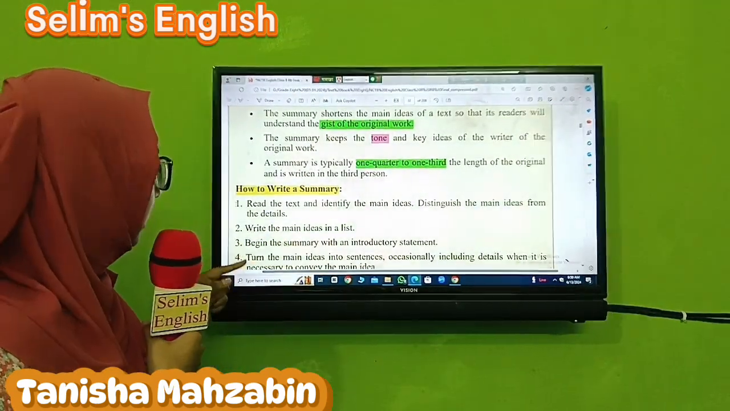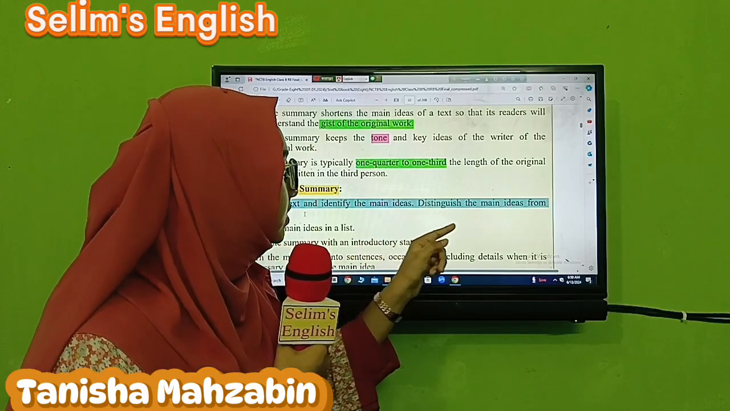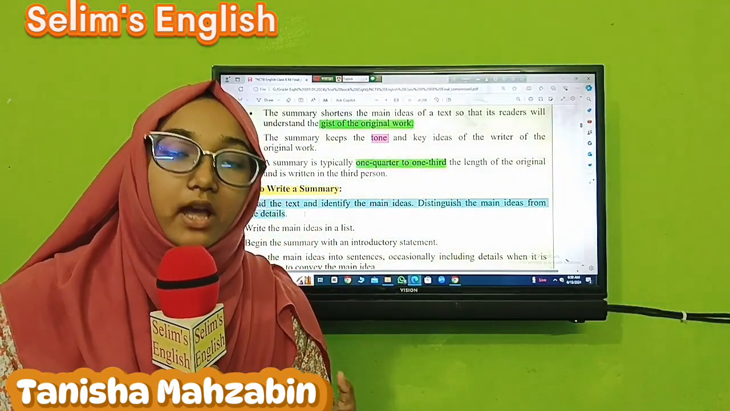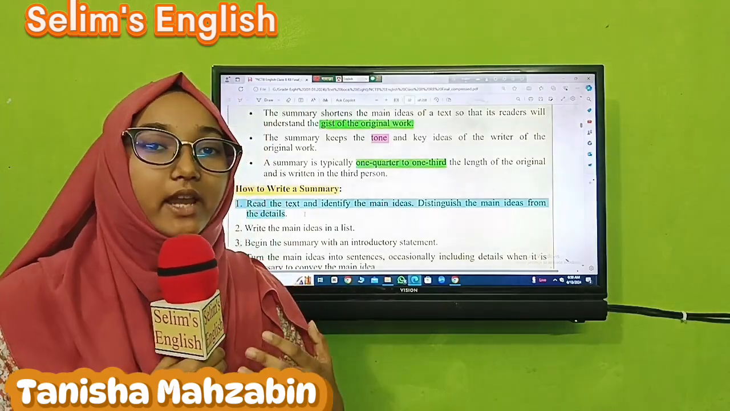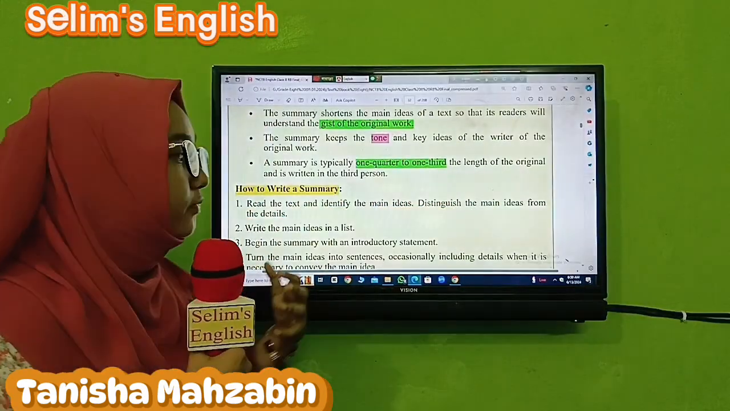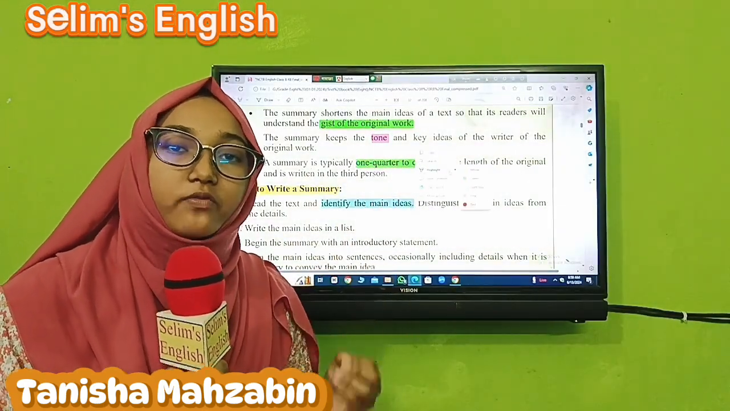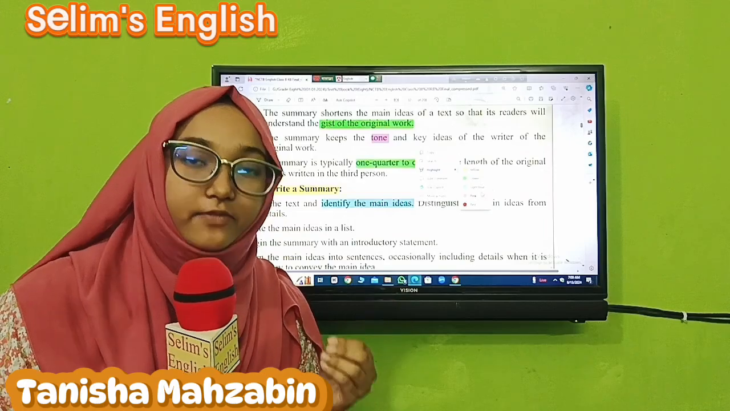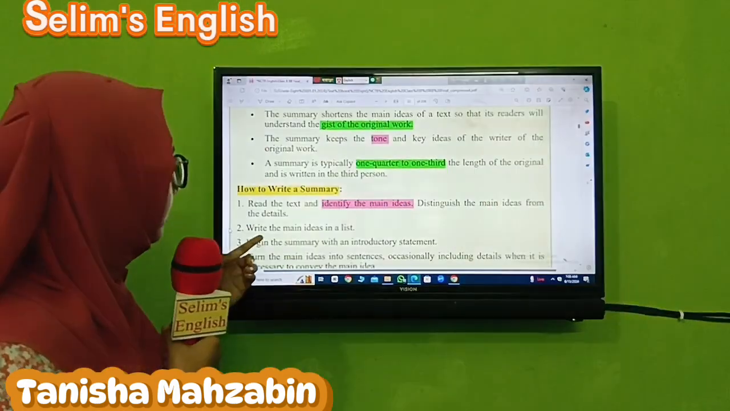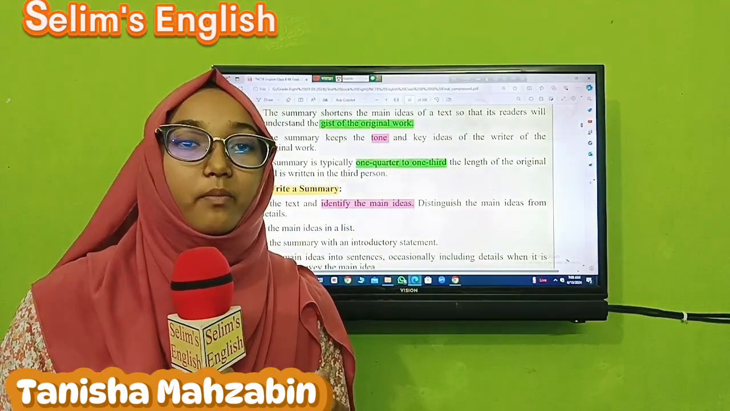Okay, the first rule is: read the text and identify the main ideas. Distinguish the main ideas from the details. At first you have to read the text attentively so that you are able to identify the main ideas from the details, because the text is large and you have to find only the main ideas from that text. Next, write the main ideas in a list. Make a list of the main ideas that you have understood from the text.